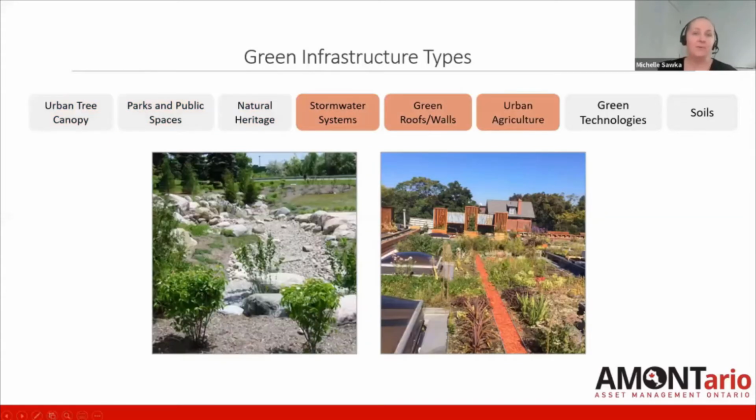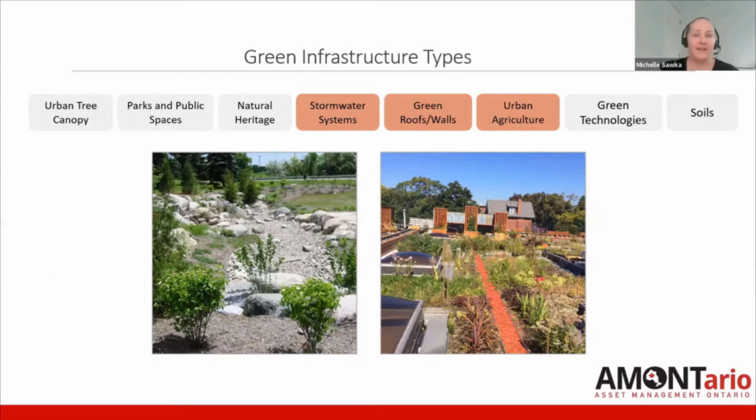Next, we add in our stormwater systems. So these are sometimes called low impact development, and they include things like bioswales and naturalized stormwater ponds. And then we add our green infrastructure in our buildings. So green roofs, green walls. And then we can also add in our urban agriculture. It's important to not forget about that. So this is the green infrastructure in our community gardens, and maybe we have some green roof agriculture projects in our communities.